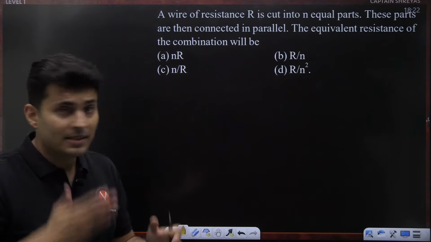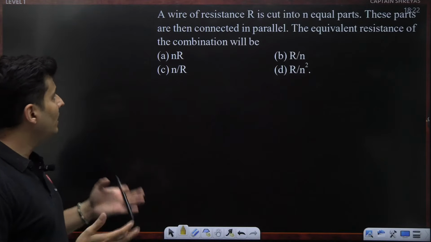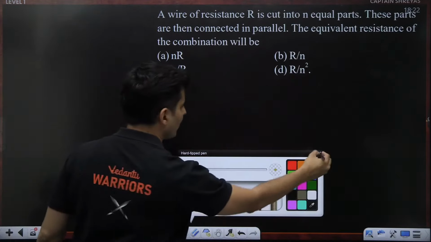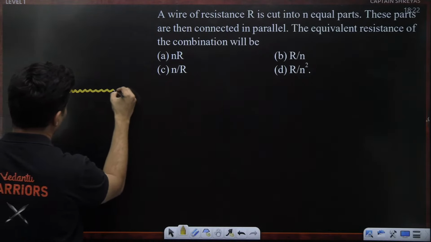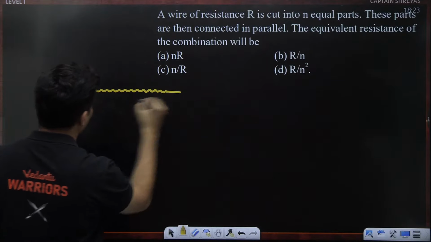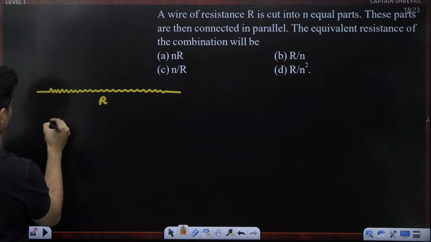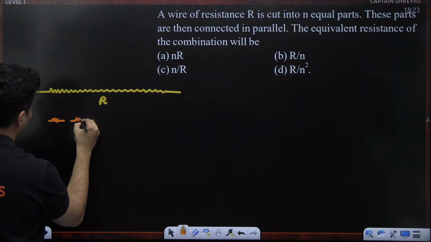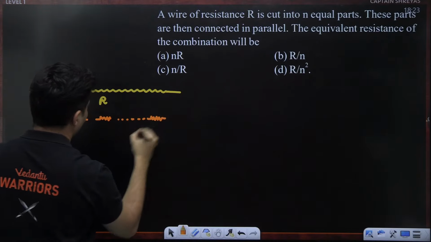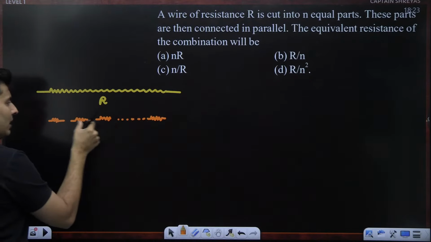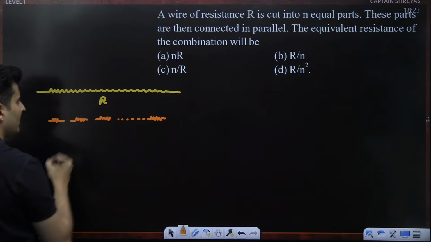A wire of some resistance is cut into n equal parts. These parts are connected in parallel. The equivalent resistance of the combination will be how much? Let's try to think. Imagine you have a long wire of resistance R ohm. You break it down into n equal parts. Each part will contribute some resistance so that the total resistance would have been R.